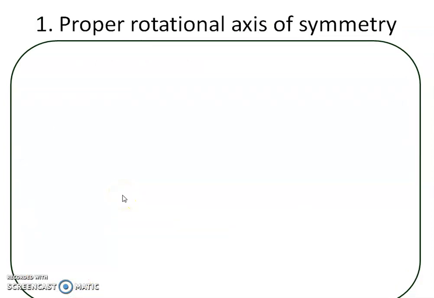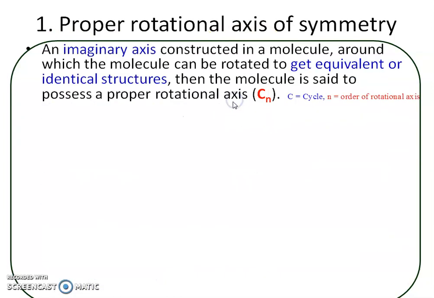So first symmetry element, that is proper rotational axis of symmetry. Now what is the meaning of this? In a molecule, when an axis is imagined, and along that axis the molecule is rotated through a certain angle, and if we are getting an equivalent or identical structure, then we say in the molecule there is a proper rotational axis of symmetry.